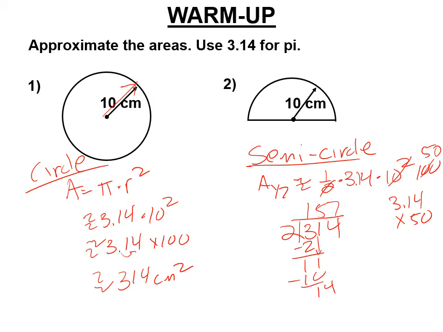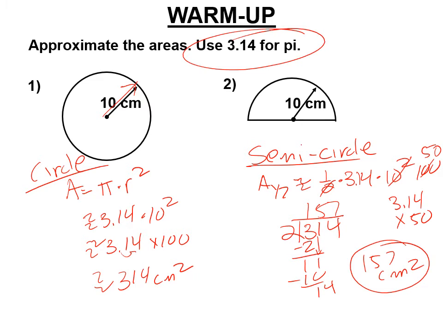So I'm getting 157 that way. You can check it if you want. 157 square centimeters for half, or semicircle. So what are we going to do today? Notice it said use 3.14 for pi. That's what we did in every problem the other day. We're not going to do that every time this time.